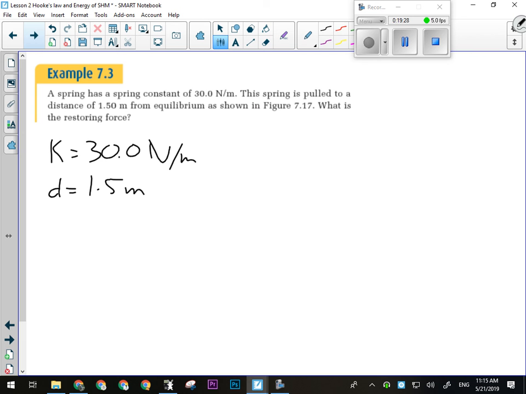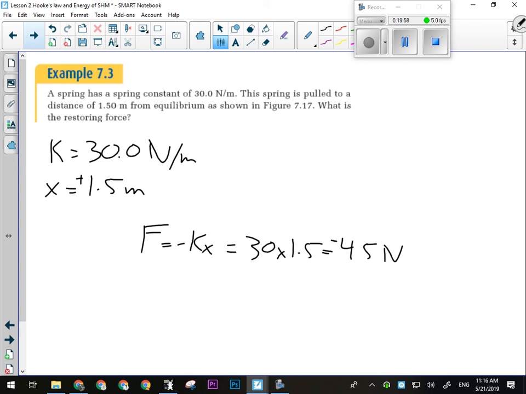All right. So instead of writing d, we would write x because it was measured from equilibrium. All right, did they tell me which way it was pulled? No, I'm just going to assume then that that's a positive number, right? Which means my force is going to end up negative, right? Because I just have to plug it in: F equals negative k times x. Okay, plug in my numbers, 30 times 1.5, and I should have a force of 45 newtons.